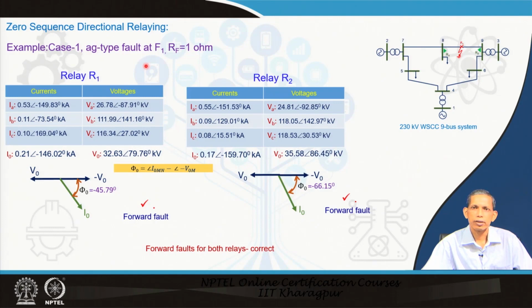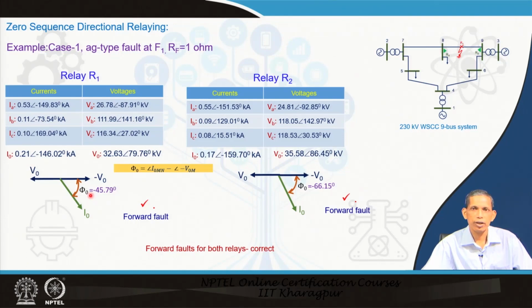Looking at the performance of the zero sequence one. The first case is a forward fault F1 for R1 and R2 in this 9 bus system, with a set of currents and a set of voltages. So I0 is computed, this is the angle minus 146, and V0, this is the angle. So we have to negate this V0, that means subtracting 180 degrees from this angle. Then, similar to the negative sequence component, we compute phi 0 as the angle of I0 minus the angle of minus V0. For this case, phi 0 happens to be minus 45.79 degrees.